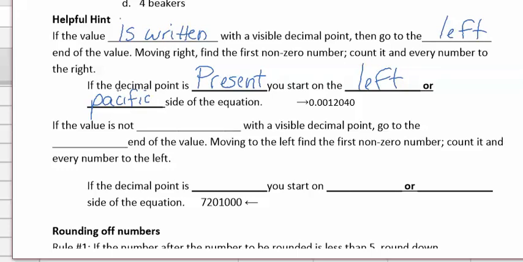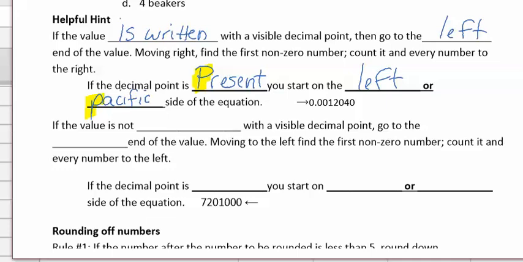So if you think of the United States map, the Pacific Ocean is usually on the left-hand side and the Atlantic is usually on the right-hand side, so you can use this to help you remember which side you're supposed to start. So if the decimal point is present, which starts with the letter P, and Pacific starts with the letter P, both of those help to remember which side you start on.